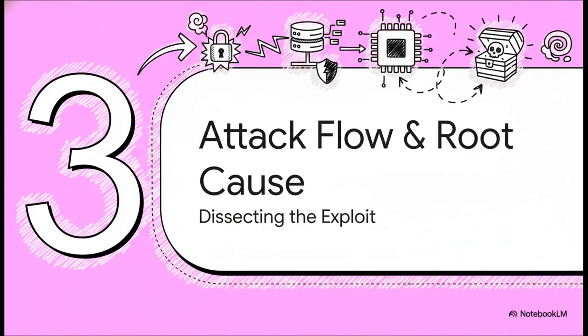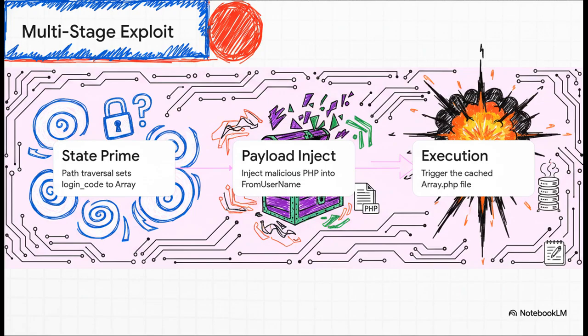Now, let's get into the really fun part, the attack flow and root cause. Let's dissect how this exploit actually works. The actual exploitation is a really elegant, multi-stage process that requires zero authentication. Step 1 is state manipulation. The attacker fires off a POST request packed with a path traversal sequence. This primes the internal state, basically tricking a variable called login_code into holding the string array.